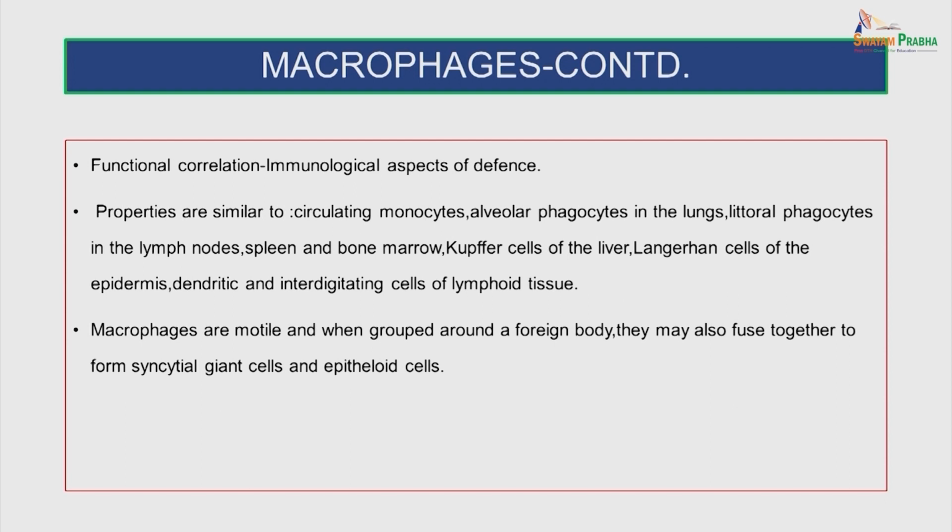The functional correlation: they are the immunological aspects of defense. The properties are similar to circulating monocytes, the alveolar phagocytes in the lungs, the lateral phagocytes in the lymph nodes, spleen and bone marrow, the Kupffer cells of the liver, Langerhans cells of the epidermis, dendritic and interdigitating cells of the lymphoid tissue. Macrophages are motile when grouped around a foreign body. They may also fuse together to form syncytial giant cells and epithelioid cells.